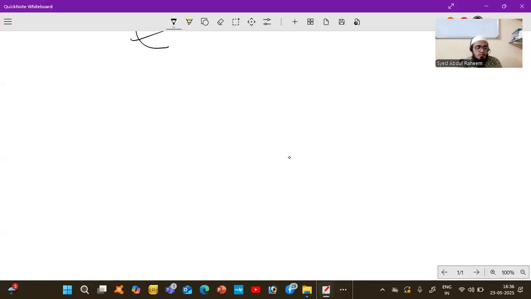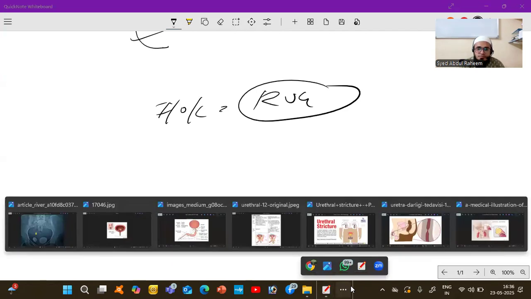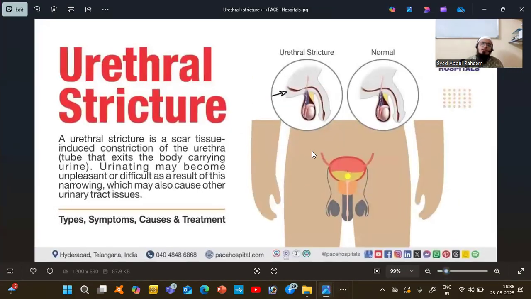So what is the investigation of choice in that? The investigation of choice is RUG, retrograde urethrography, already discussed. Next problem, the most common problem, that is urethral stricture. You can see the normal urethra here. The flow is normal here.